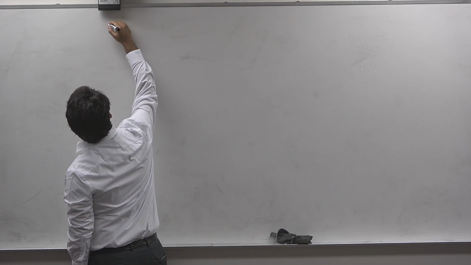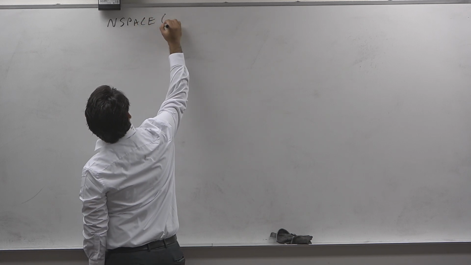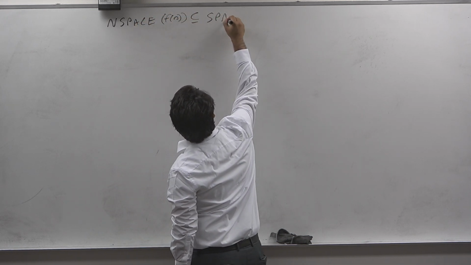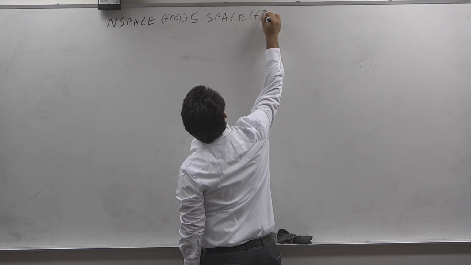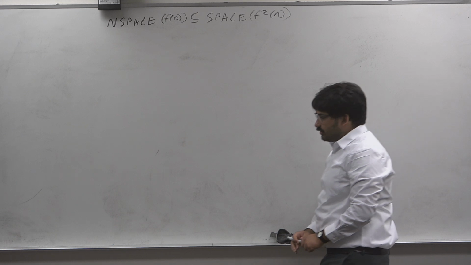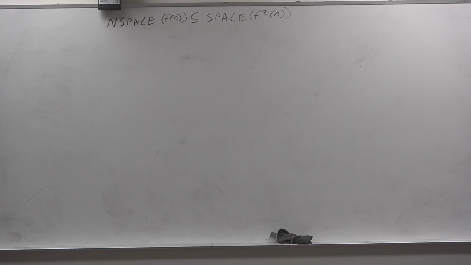It's that non-deterministic space of f of n is contained in space of f squared of n. Okay? So first off, there are two immediate corollaries we can get from this. Oh, and by the way, there must be some conditions on f.